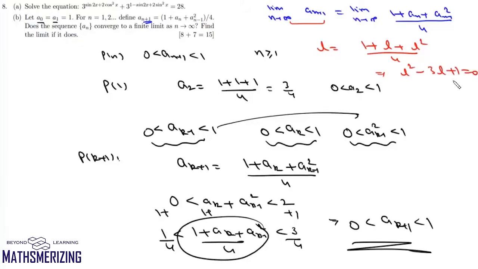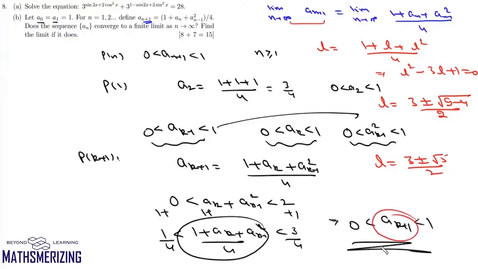Now it is a quadratic equation in L, so we'll solve this equation. We'll get L as (3 ± √(9 - 4))/2. So the limiting value of the sequence will be (3 ± √5)/2. Now in the first part we have already proved that a(k+1) should be less than 1. So the only value possible in this case is (3 - √5)/2. So the sequence converges to a finite limit, and that finite limit is (3 - √5)/2, and that is the answer to this question.